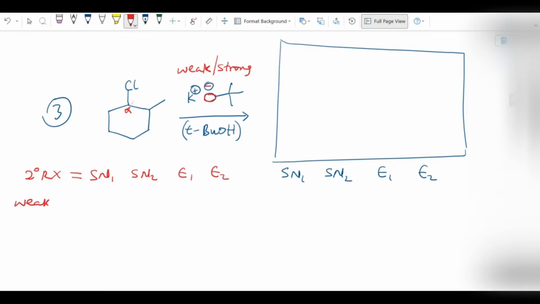Now, reagents that are weak nucleophiles but strong bases can only do the E2 mechanism. And so the common denominator here is E2. Therefore, the operative mechanism of this reaction is going to be E2. So let's go ahead and draw the E2 product for this reaction.